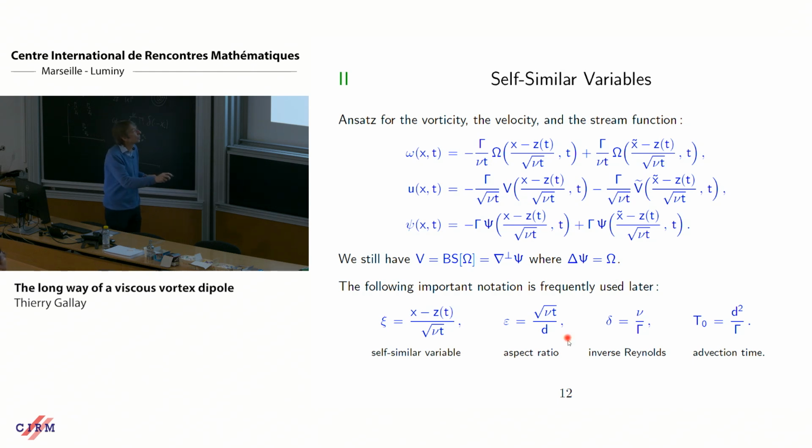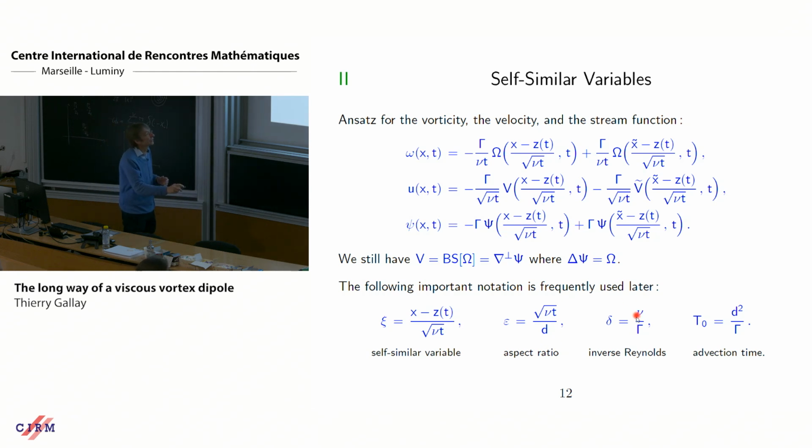The size of the vortices should be small compared to the distance. If this is of order 1, this is when the vortex pair is completely mixing. This is the end of my analysis. So epsilon of t is a time-dependent aspect ratio, and this is my expansion parameter.